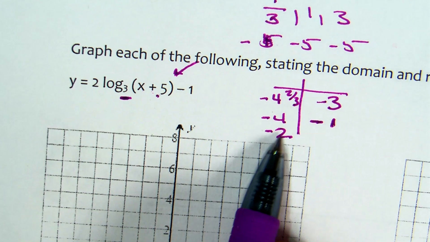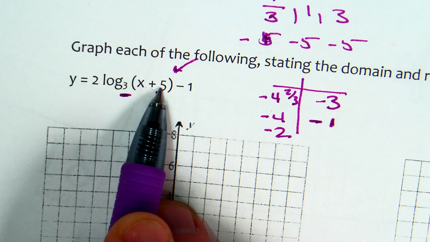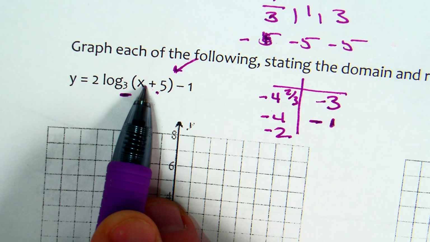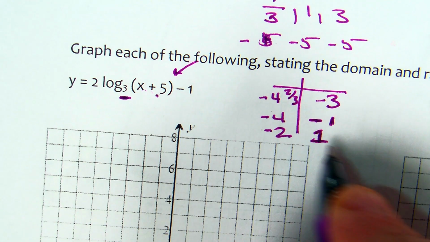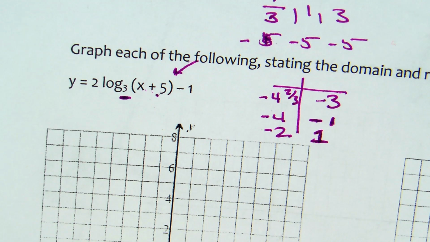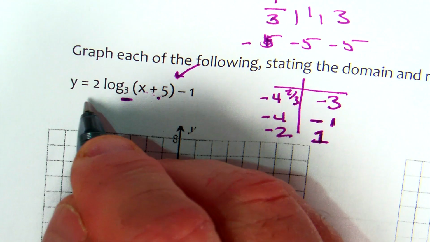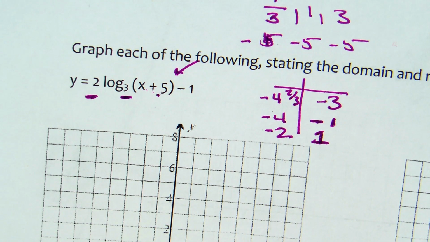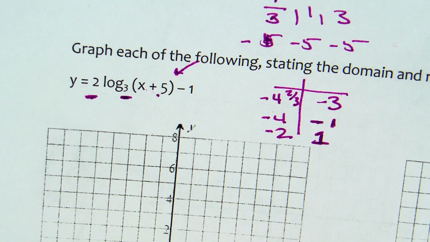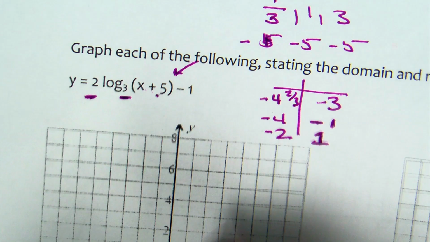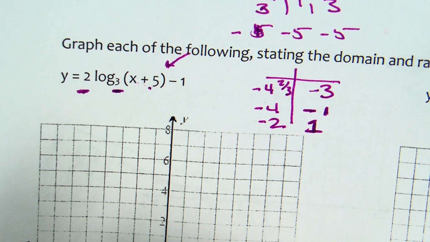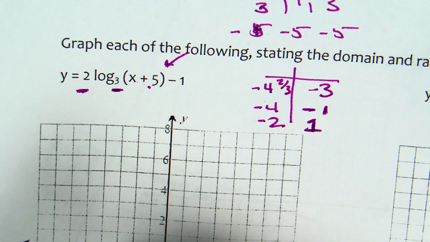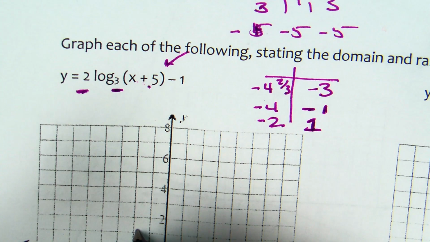And then when I plug in negative 2, negative 2 plus 5 is 3. The log base 3 of 3 is 1. 1 times 2 is 2. 2 minus 1 is 1. If you do it correctly, your y should go up by the coefficient of the entire expression. Alright? Negative 4 2/3, negative 3, about there. Negative 4, negative 1, about there. Negative 2, positive 1, about there.